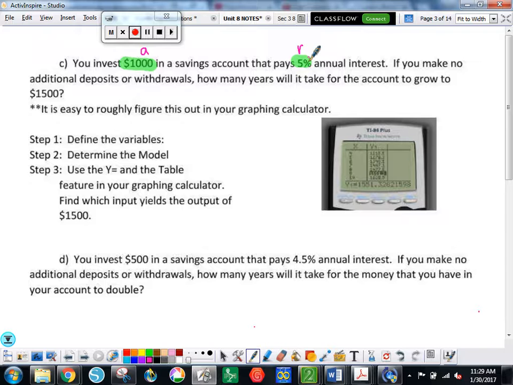So what would the equation be? It's going to be y equals a times 1 plus r to the t. So instead of t, you need x to the right. I'm sorry, I don't have my graphing projector.